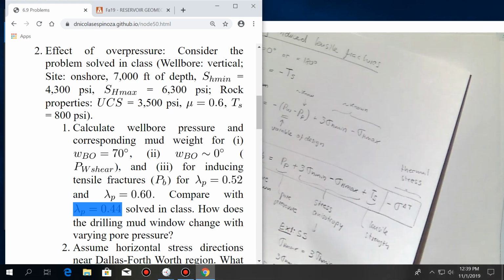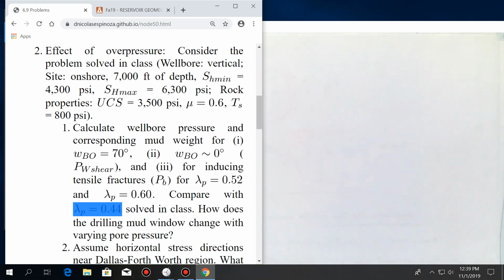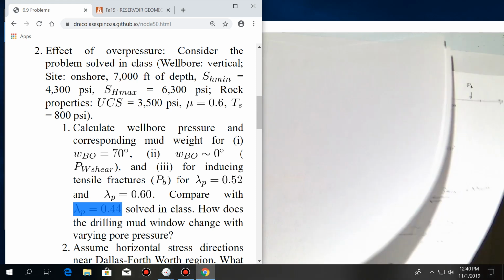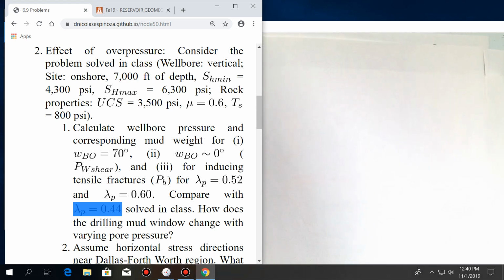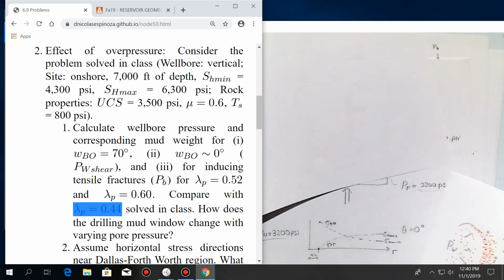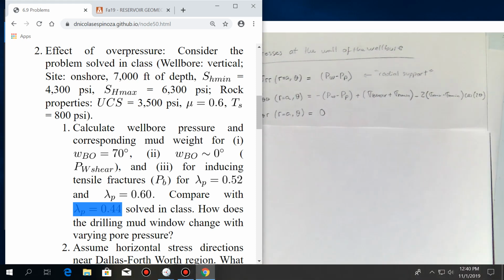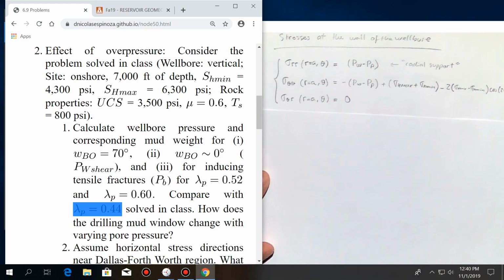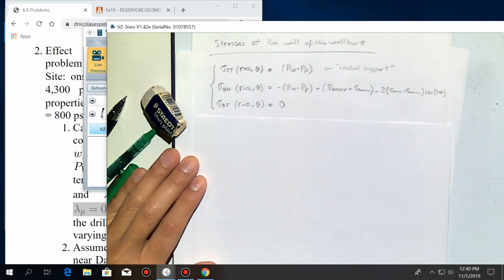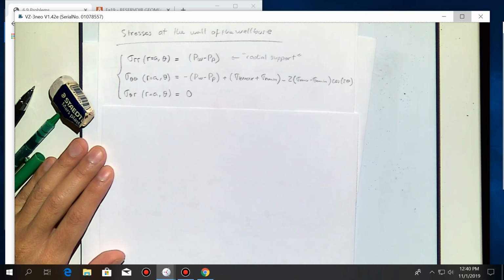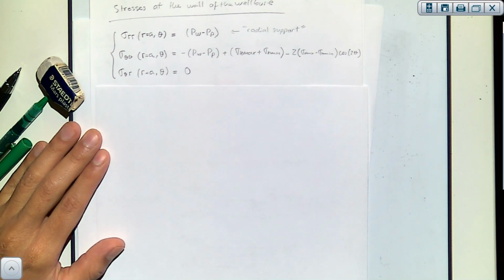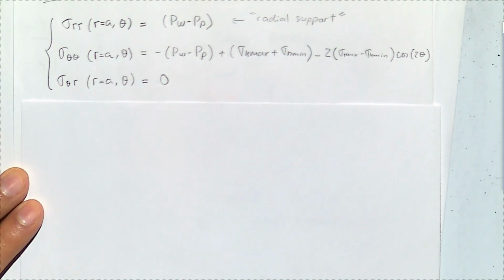All right, so with the equations that we had before, let me find them. It's going to be this one. Let me get back over here. Okay.